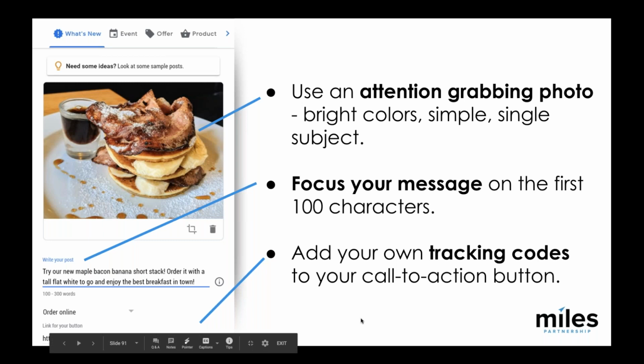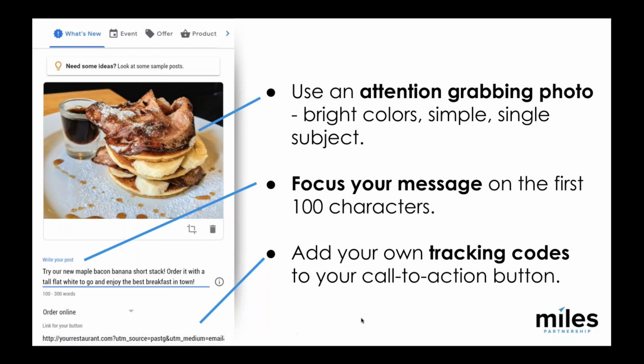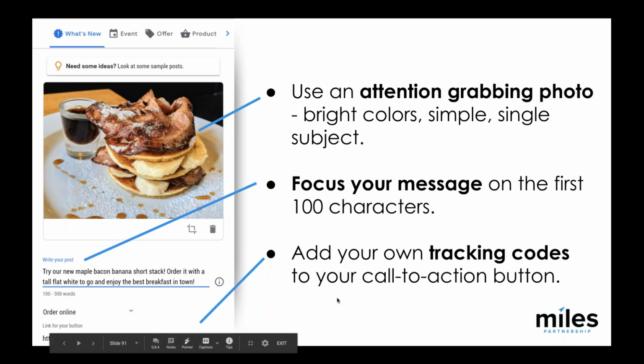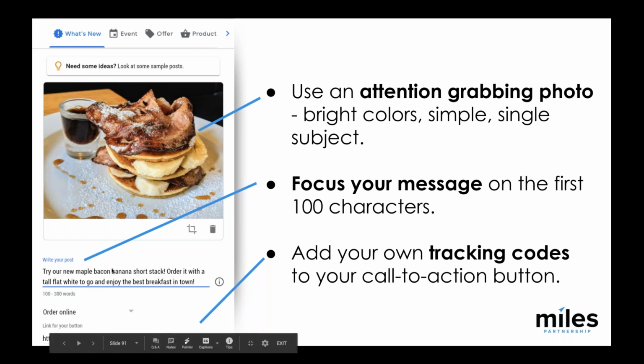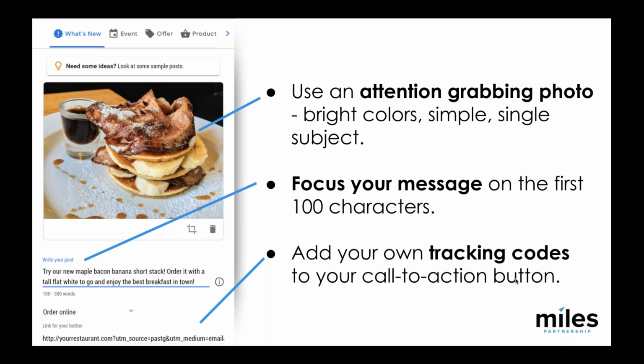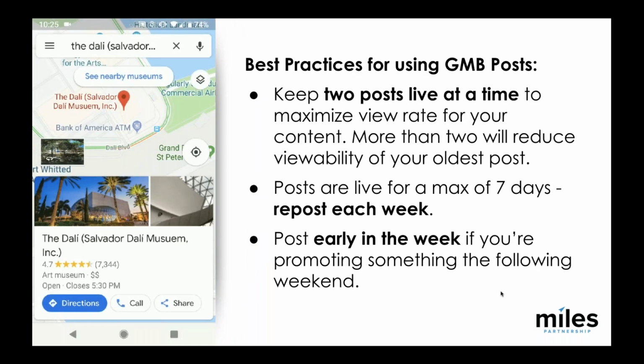As far as best practices for utilizing posts, very similar to what you are probably already doing on Facebook and Twitter and Instagram: use an attention grabbing photo, so bright colors, simple single subject. Focus your message on the first 100 characters. So really try to draw people in based off of what you're sharing in that first blurb. And then add your own tracking codes to your call to action button.